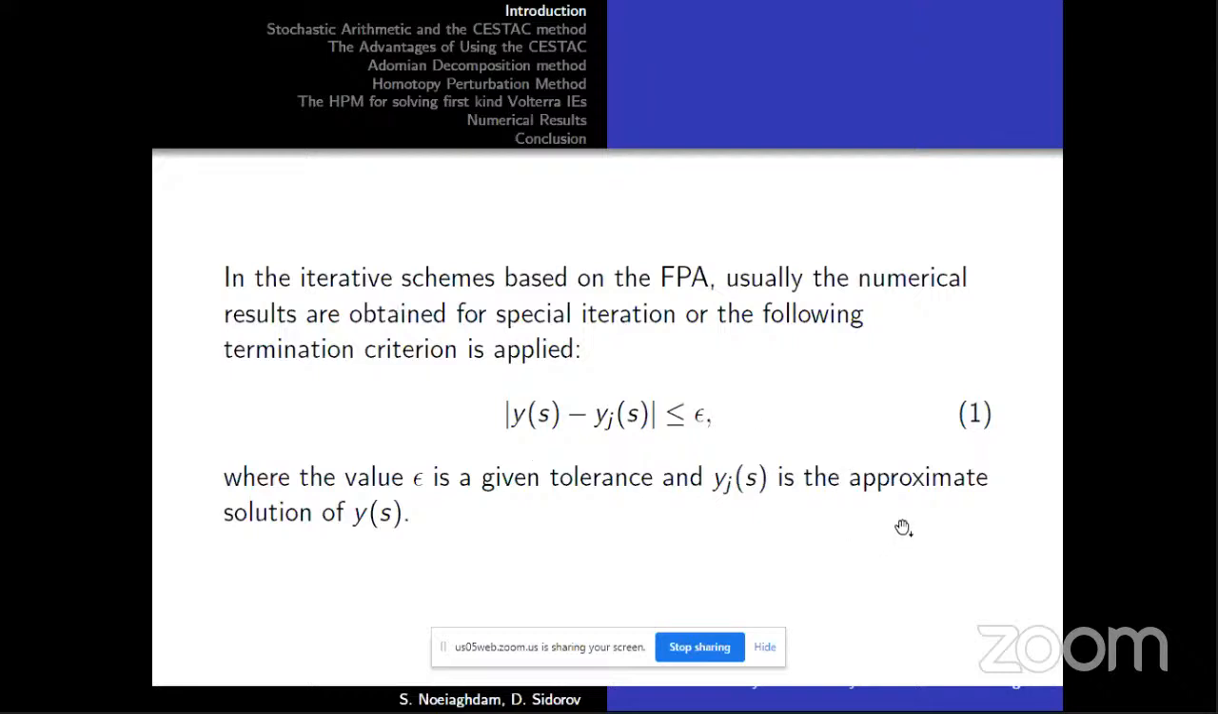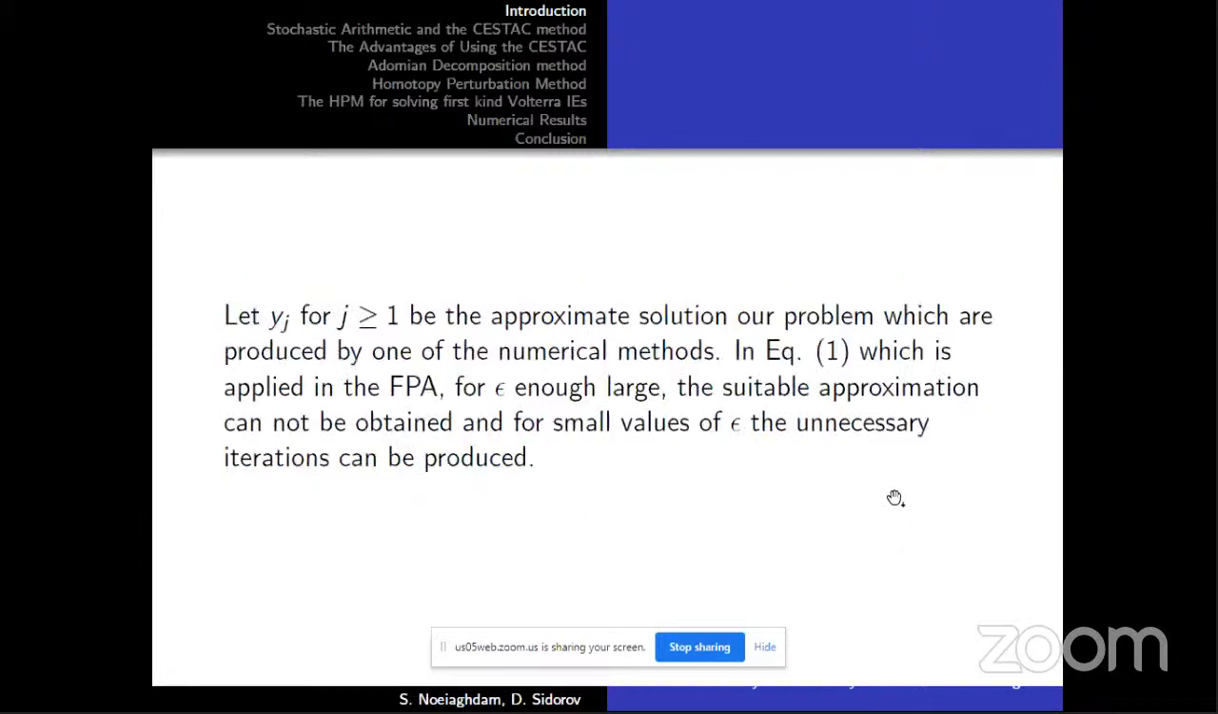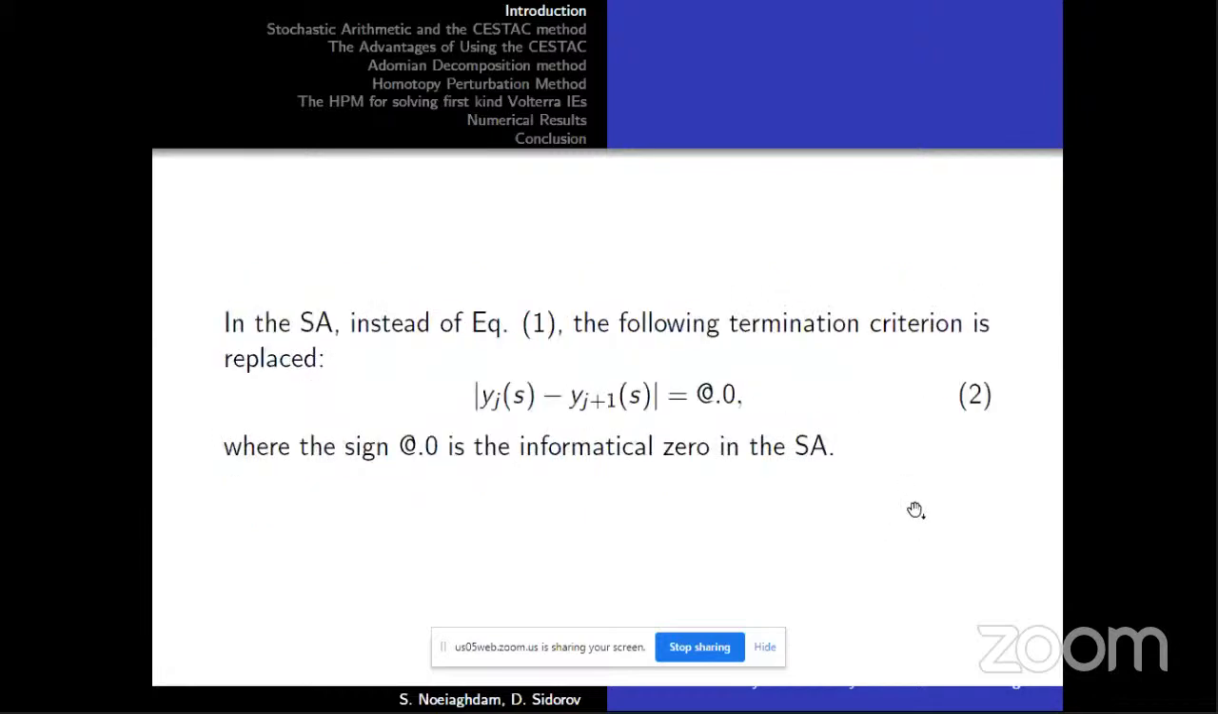So instead of this condition, we want to apply this one, the second one. This condition is based on the stochastic arithmetic. And we apply the CSTAC method here when we want to use this condition. We can see that for this condition, we don't need to have the exact solution. Also on the right-hand side, we don't have epsilon, it's assigned zero. It can be produced only by the CSTAC method in the stochastic arithmetic using the CADNA library.